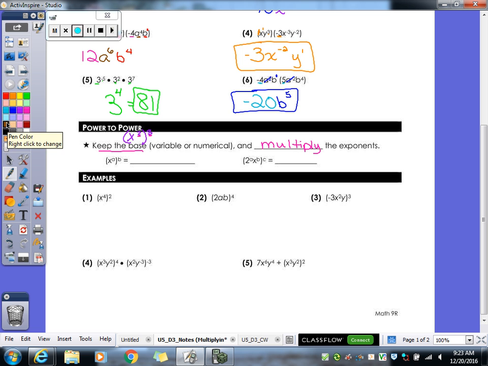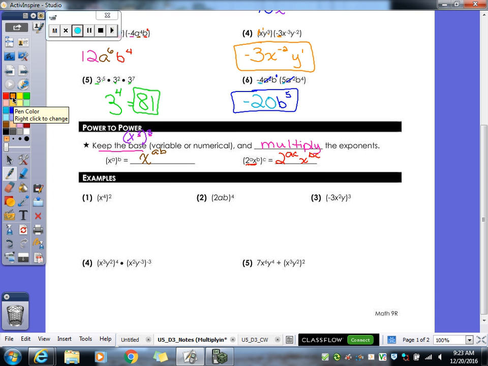So if I have x to the a to the b, I multiply those and I get x to the ab. Now if you have a couple of different things in the parentheses like this and you have an exponent on the outside, you still have to give the exponent to both of them. So this is 2a to the c, so this becomes 2ac. And then x to the bc, because you multiply your b and your c. So power to a power, you've got to multiply your exponents.